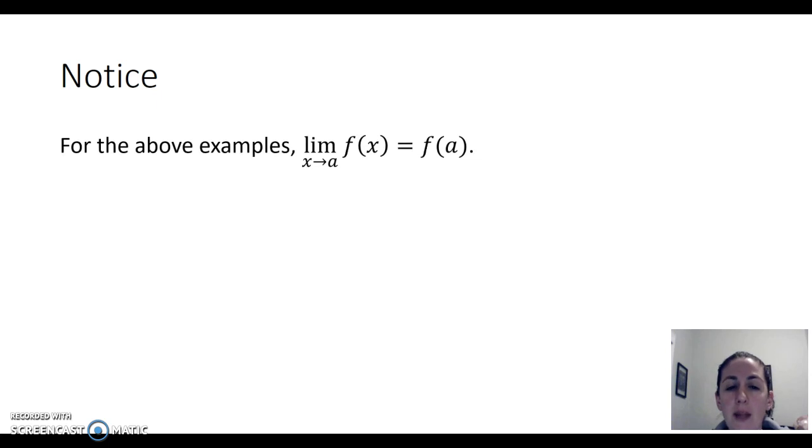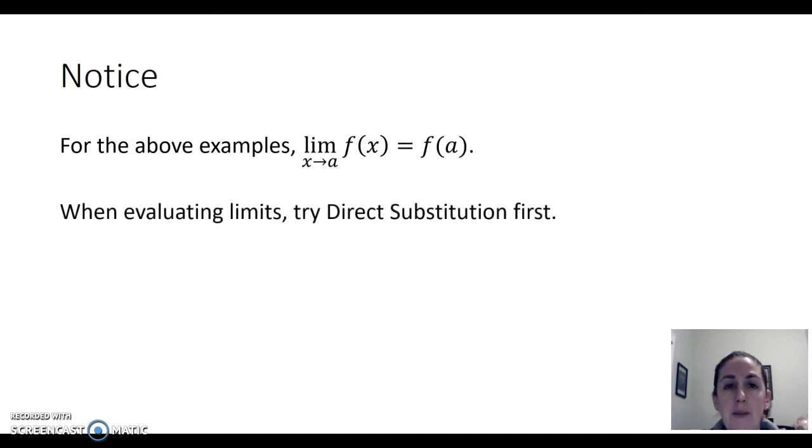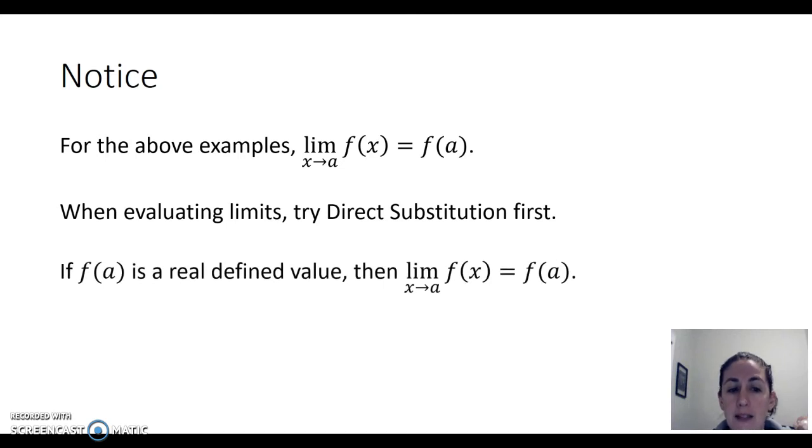Now, with those two examples, what did we notice? We noticed that the limit as x approaches a of f of x actually just turned out to be f evaluated at a. And so when you're evaluating limits, you want to try something called direct substitution, where you directly substitute in x equals a. If f of a is a real defined value, then the limit as x approaches a of f of x is that value, f of a.